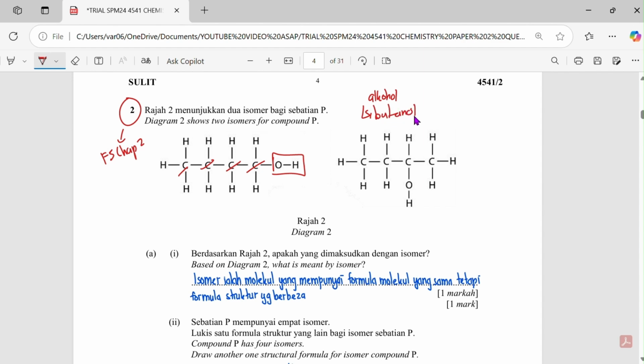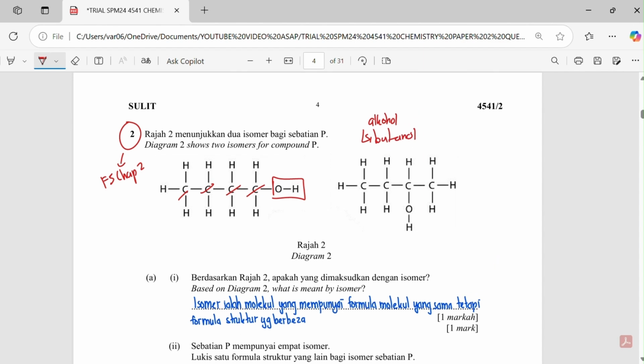Berdasarkan rajah 4, apakah yang dimaksudkan dengan isomer? Remember, for definition-based questions, please refer to your textbook only. Right? Don't refer to any other reference books. Okay? Only your textbook. So now, isomer ialah molekul yang mempunyai formula molekul yang sama, okay, tetapi formula struktur yang berbeza. Alright.